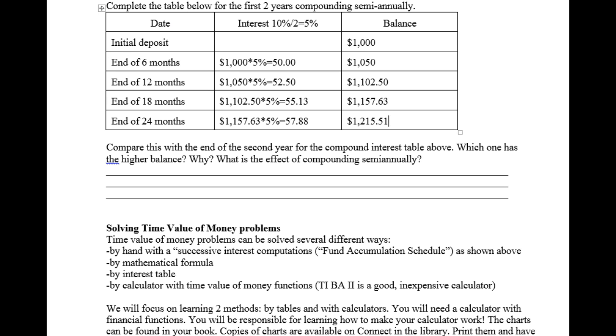At the end of 24 months, it has grown to be $1,215.51.